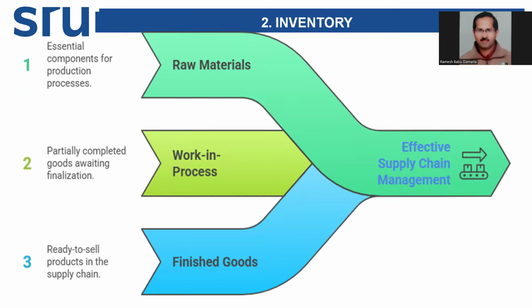Raw materials are essential components for the production process. These are the inputs for a production unit because a production unit converts raw materials into finished product. Work in process are partially completed goods awaiting finalization. Finished goods are ready-to-sell products in the supply chain. Let us take one example and understand the state of inventory. A car manufacturer purchases aluminum alloy, aluminum ingot alloy in a block shape. Then they convert the aluminum alloy into an engine by using a high temperature mold.